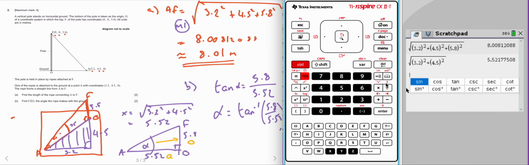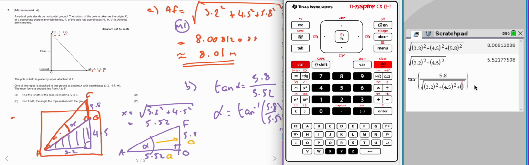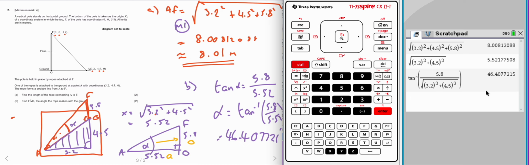We're going to type in tan to the power of minus 1. We'll insert a fraction. We're going to have 5.8 over. I'm going to copy that value and paste it, so Control V. Actually, I don't need that bit. Just to make sure, okay, so just double check. Yep. Enter, which gives us a value of 46.4077215 degrees, which is approximately 46.4 degrees.